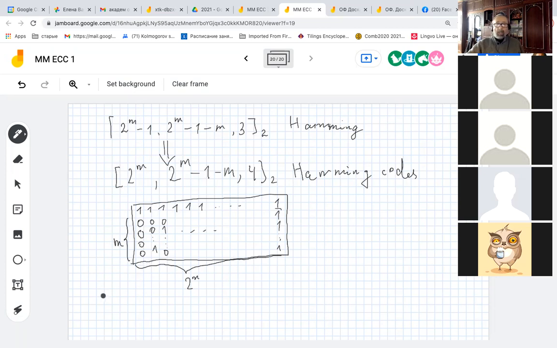Okay, so now we will give up Hamming codes and consider a new family of codes, which is called Reed-Solomon codes. These are the most famous and widely used codes in computer science. To introduce them, first I will switch to a new blackboard.